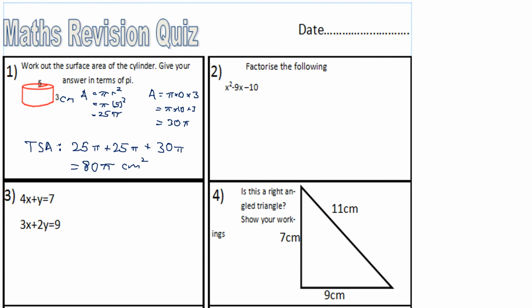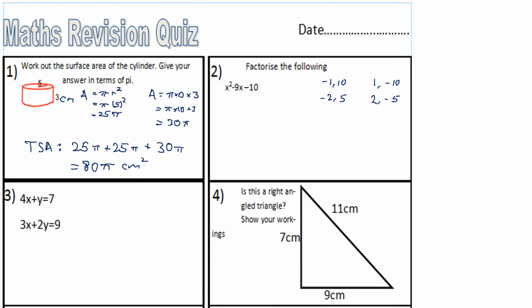Okay, so number 2, we want to factorize. We've got a quadratic. So what we need to do is work out our factor pairs of minus 10. So factor pairs of 10 could be 1, 10, 2, or 5. So factor pairs of minus 10, we could have minus 1 times 10, or we could have 1 times minus 10. We could have minus 2 times 5, or we could have 2 times minus 5.